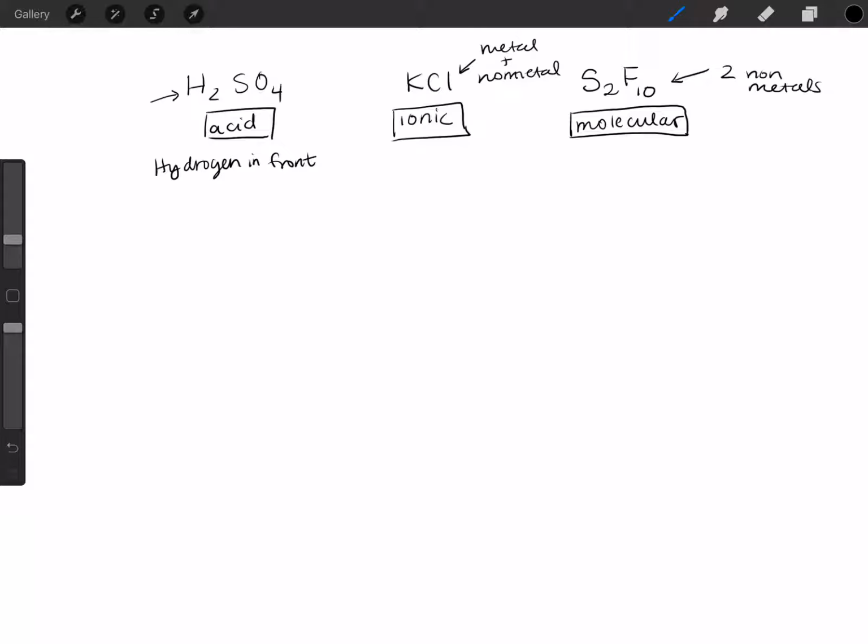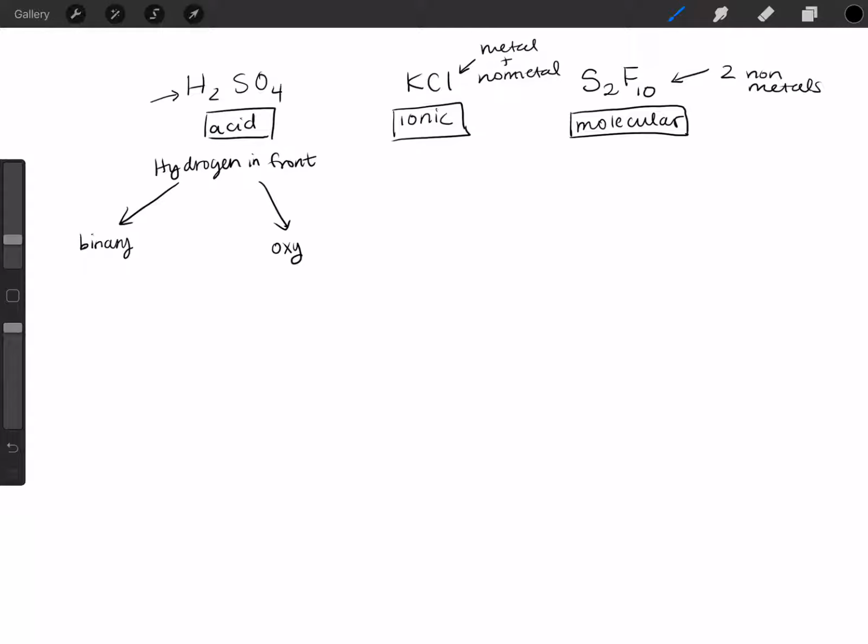So once you get those, you can start naming them, okay? So what do you guys want to do first? Let's just do the acid first. So there's two kinds of acids, right? What are my two kinds? We have binary and we have oxyacids. Okay? So an oxyacid is what it sounds like. It has oxygen in it. Okay?